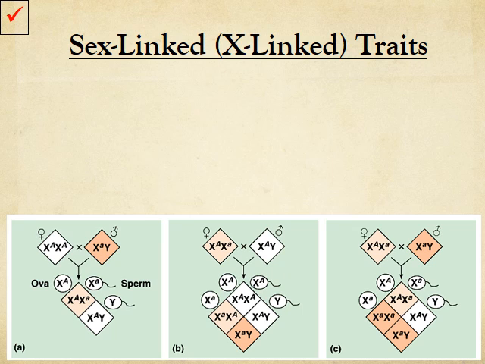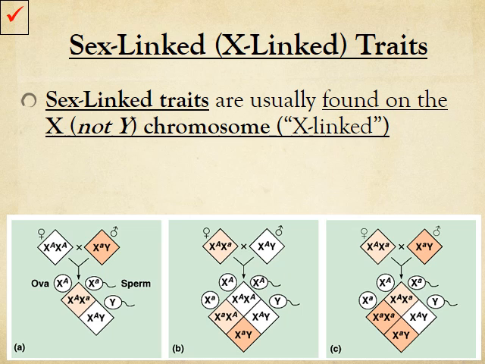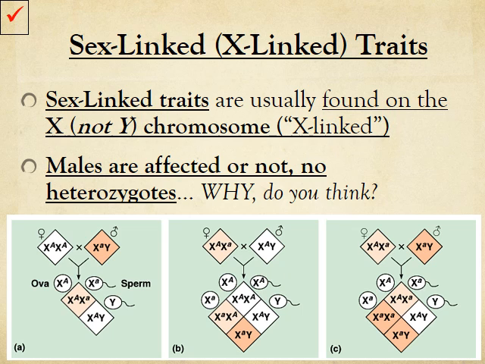So now that we know what the X chromosome is, let's talk about sex-linked or X-linked traits. Given by the name, sex-linked traits are found on the X chromosome, not the Y. That's why we also call them X-linked. So with males, they are either affected or they're not. There's no hybrid or heterozygous condition. Now, why do you think that is? Keep in mind these are carried on the X chromosome, and that the male condition is XY.